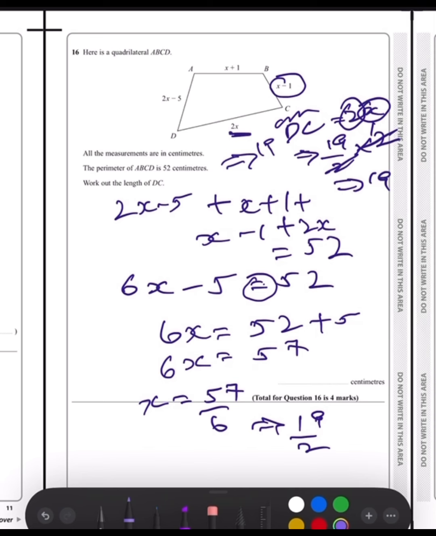So basically, the marks you really gained: firstly, the first 3 marks are for recognizing that all of these must add up to 52. Why? Because they're asking us for the perimeter. By perimeter I mean the outside shape of this. And by outside shape, they've given us certain lengths, like x plus 1, 2x minus 5, 2x.